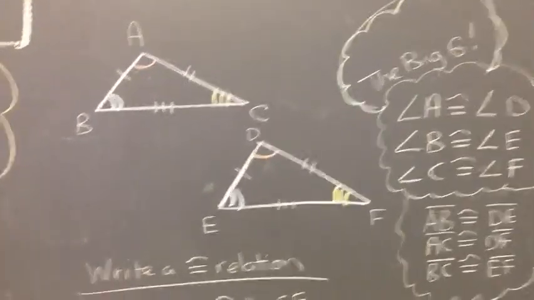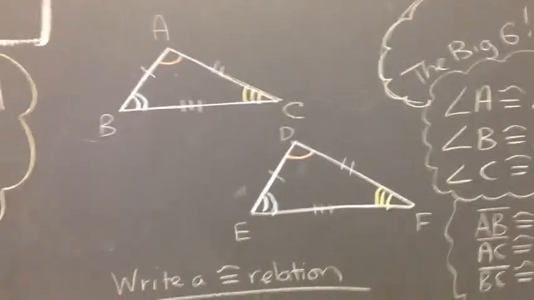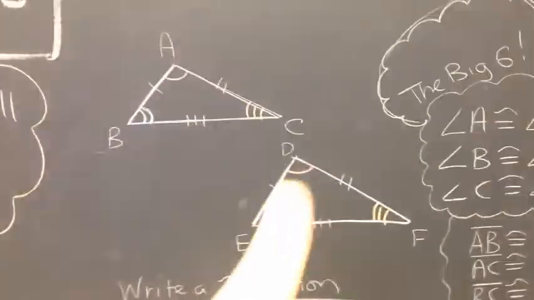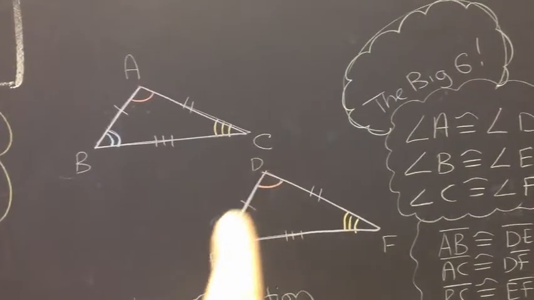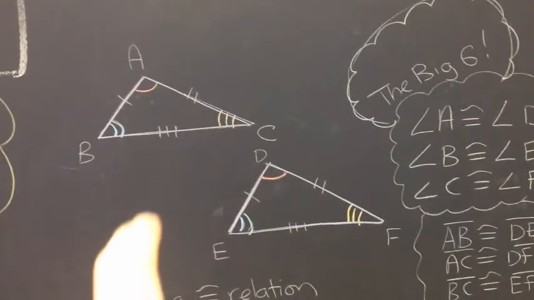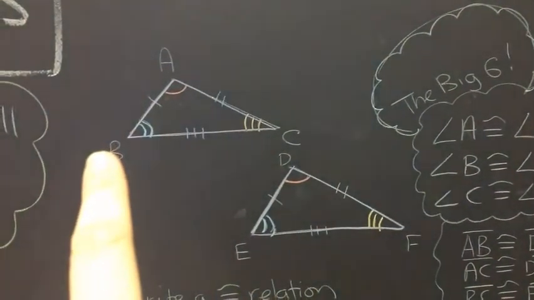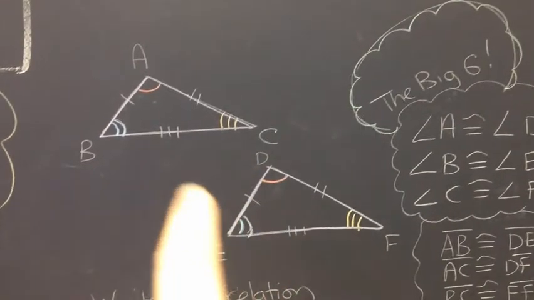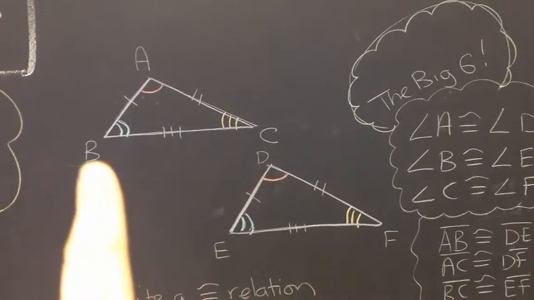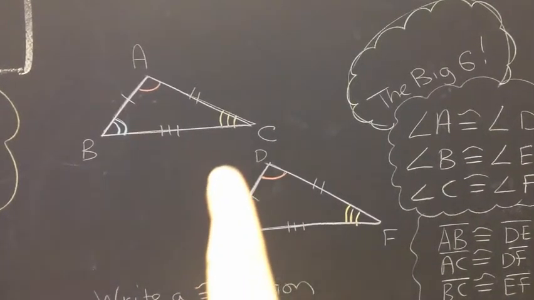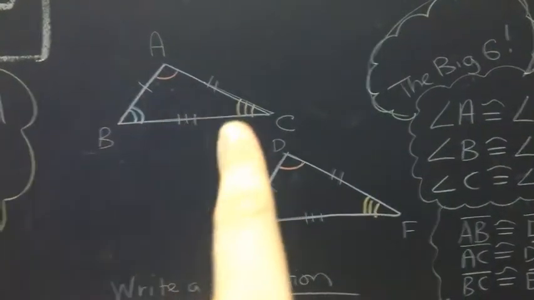These two triangles are congruent, and the reason why is because all of their corresponding parts are congruent. Here is segment AB. Segment AB is congruent to segment DE. But letter ordering is important. So I cannot say that A to B corresponds to E to D. Angle A corresponds with angle D. Angle B corresponds with angle E, and angle C corresponds with angle F. So I have to make sure that I have the ordering of the letters correctly.